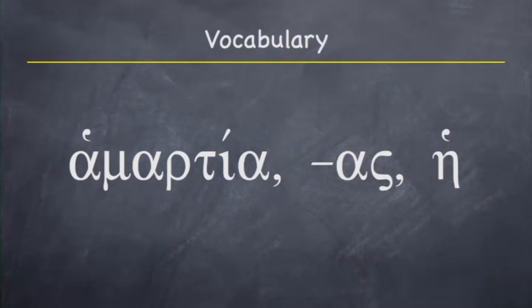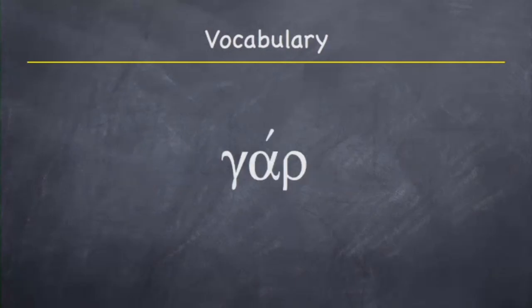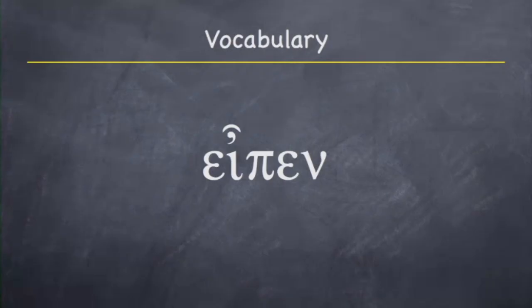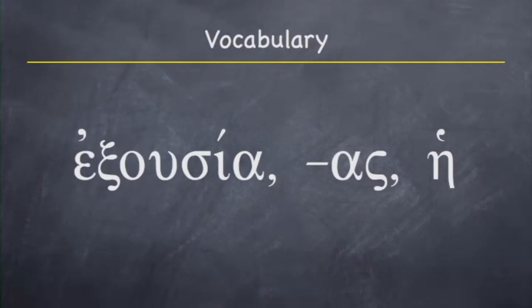Hamartia, hamartias, hē: sin. Archē, archēs, hē: beginning, ruler. Gar: for, then. Apin. He, she, it said. Eis: into, in, among. Exousia, exousias, hē: authority, power.